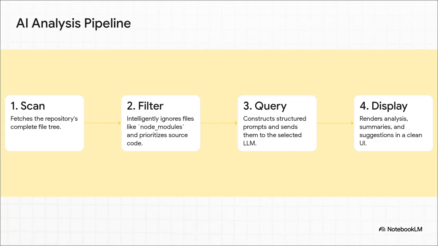And the way it does this analysis is actually pretty sophisticated. It doesn't just dump your entire repository into one giant prompt. First, it scans the whole file tree. Then, and this is the smart part, it filters out all the noise. It knows to ignore stuff like node_modules and just focus on the important source code. Only then does it build these really structured prompts to send to the AI, and finally, it shows you the analysis in a nice, clean UI. It's a very focused and intelligent approach.